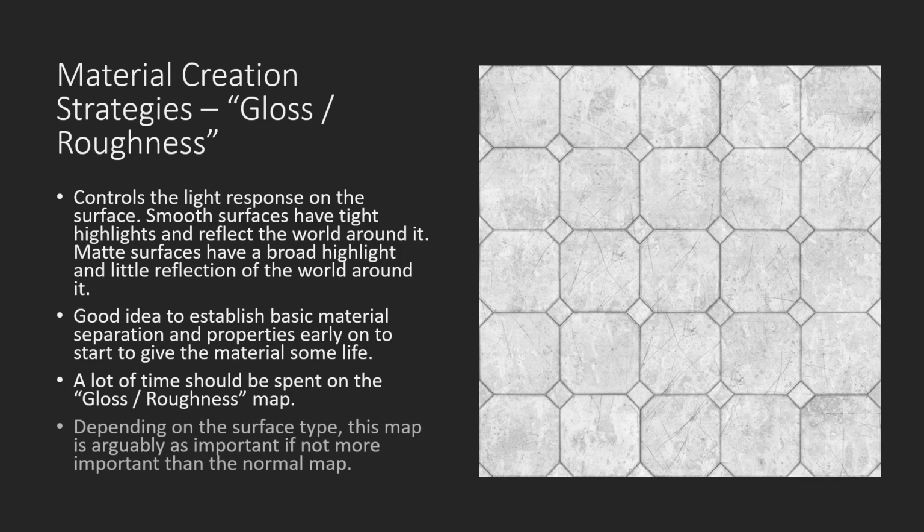In this next bullet point, it says depending on the surface type, and I feel like it's arguably as important, if not more important, than the normal map. Because when you're rolling the light across the surface, the gloss or the roughness is going to give the feeling of how old it is, or how new, or how worn, or what type of surface it is. Like, does it feel like concrete or plastic?